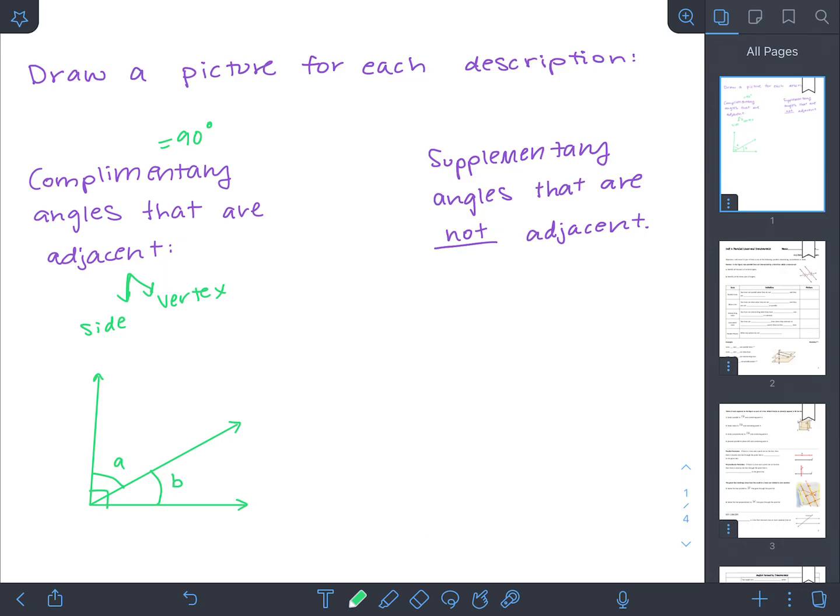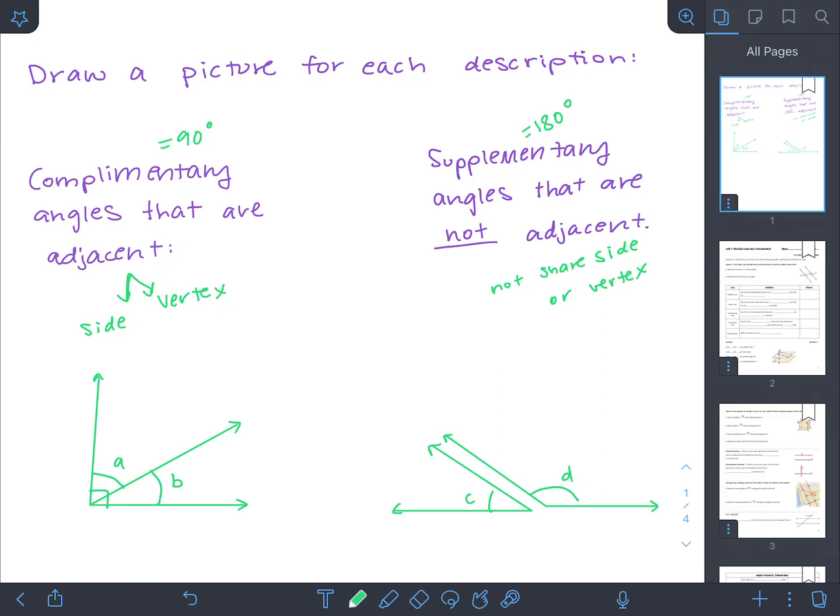Next, I can do supplementary angles that are not adjacent. So these need to be two angles that add up to 180 degrees, but they cannot share a side or a vertex. And so what I like to do for this is kind of imagine what a straight line would look like and then break that into two separate angles. So kind of make it so that they're touching, but they're not. So they're not adjacent, but they are two angles that look like they would add up to 180 degrees. So that would be C and D.